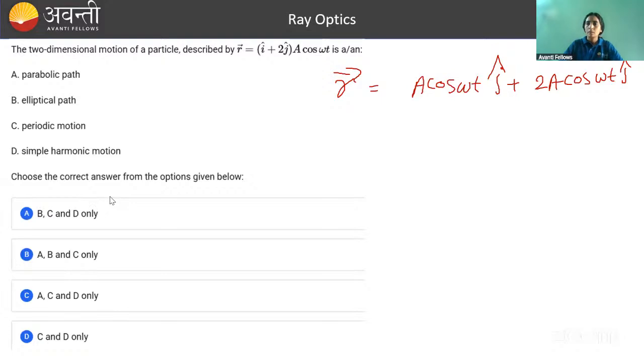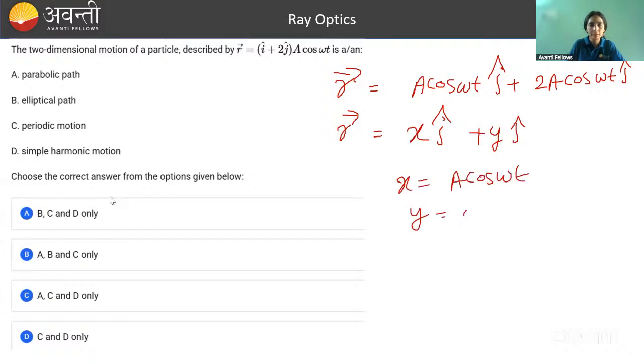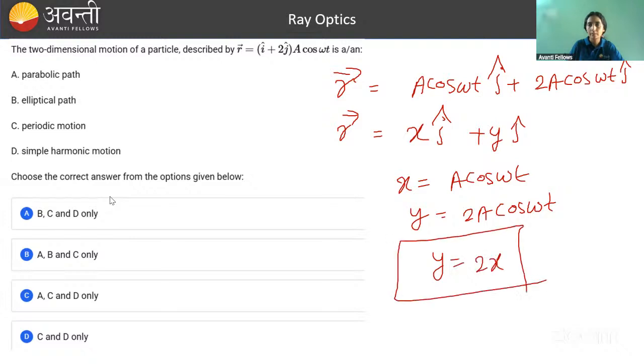Okay. Now let's start. Here displacement is given, right? Displacement is given as a cos omega t i cap plus 2a cos omega t j cap. So some displacement is in the x direction and some displacement is in the y direction. If you look here, x का value क्या है? A cos omega t, and the y value is given as how much? 2a cos omega t. If you compare x and y, you can simply see y is equal to 2x, right? So this is basically the equation of y as a function of x. So y and x are related like this.